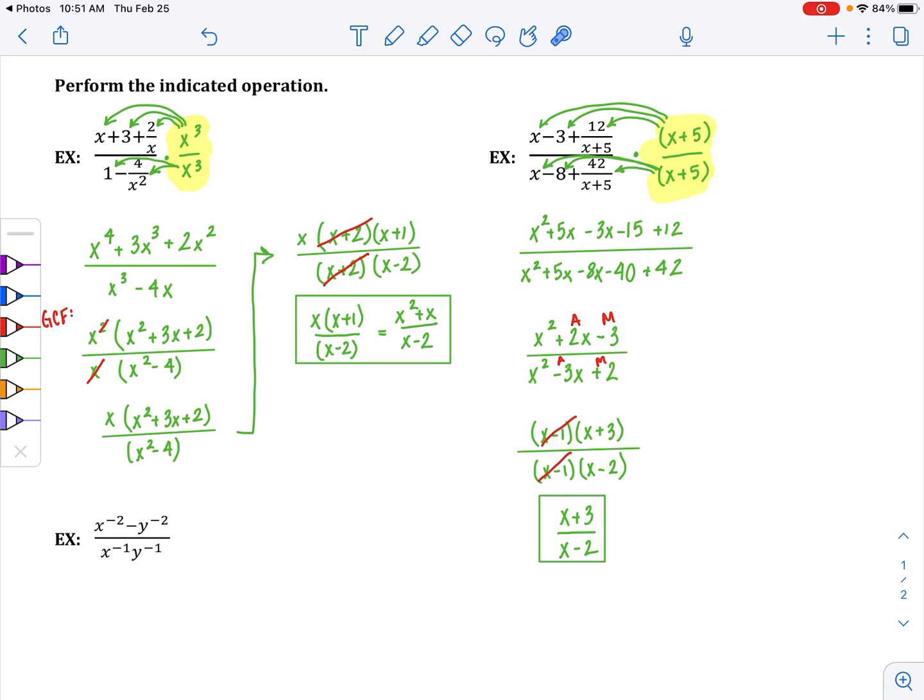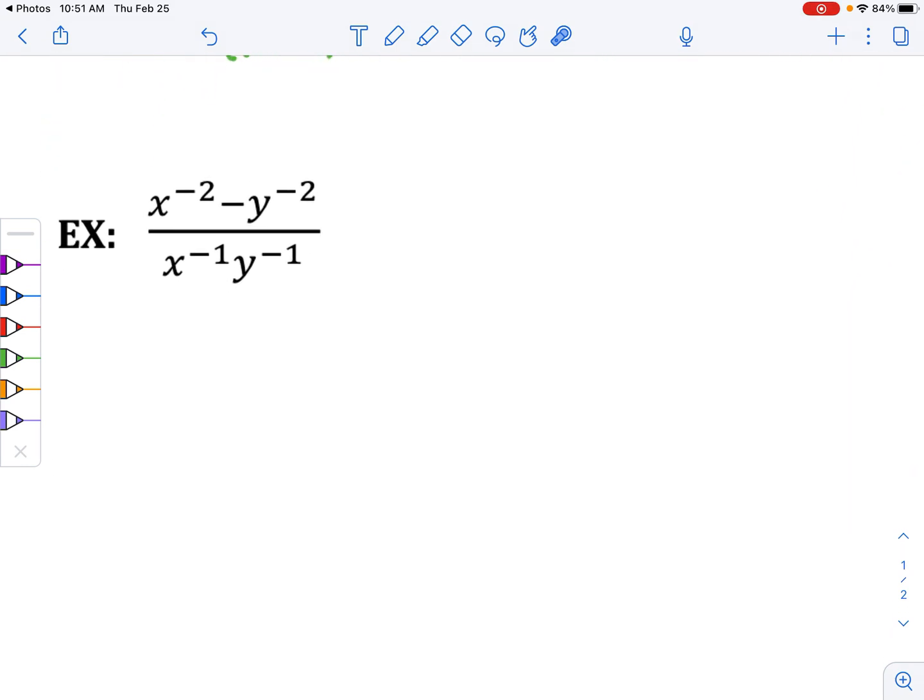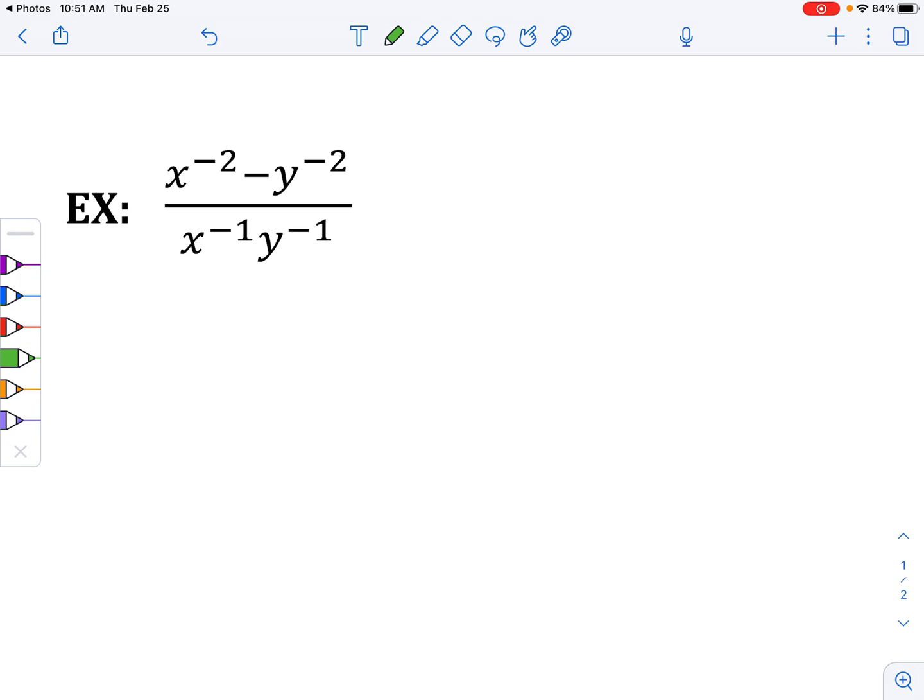Okay, last one. Multiple ways to do this one. It's kind of just scary to look at. I admit, it is scary. So let's try to make it less scary by simplifying it first. Negative exponents, we never leave negative exponents. So you can rewrite this as 1 over x squared, because that's a positive exponent, minus 1 over y squared, that's a positive exponent, over your denominator, which will be 1 over xy with positive exponents now.